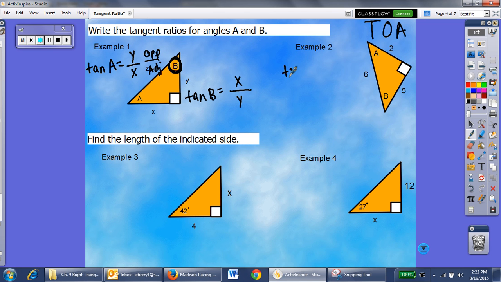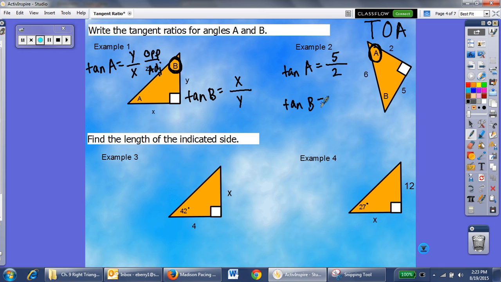Okay, so the tangent of angle A. We're focusing on A right here. So we can write that it equals opposite over adjacent. Opposite A would be 5, and adjacent to A, right next to A, is 2. And I can leave it like that.